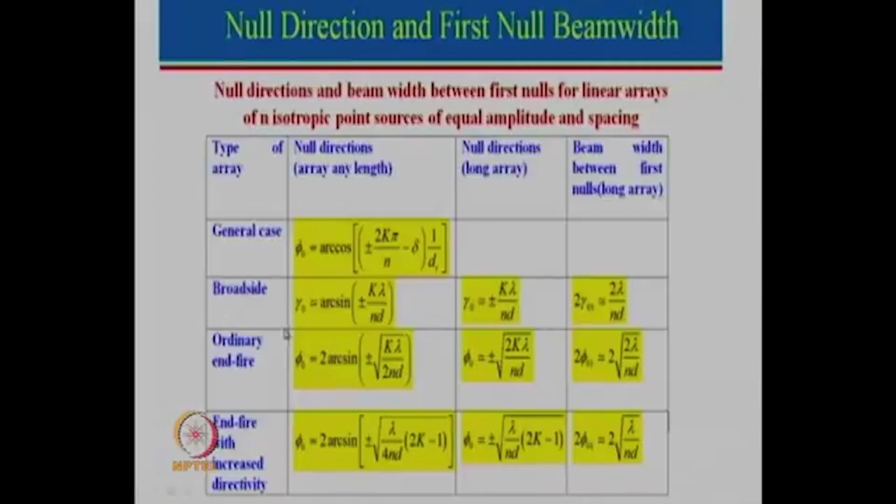And from here if you just look at it, sine inverse x will be approximated to x, that is the approximation when this term is very small, and that is obvious if n is large, this term will be small. And the same thing is done for ordinary end fire or increased directivity. And if the null direction is given here, so beamwidth between the first null will be 2 times this. So that is the expression given for this.